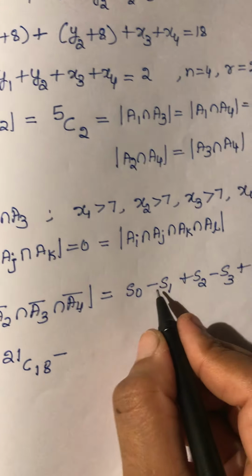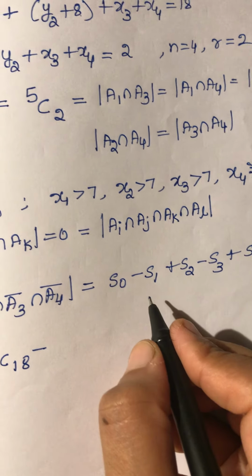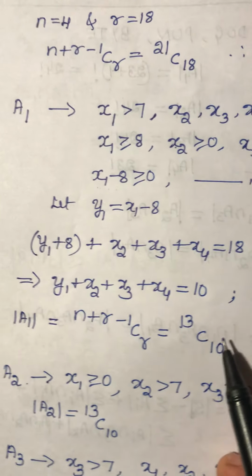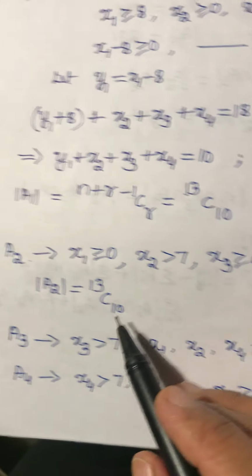Minus S1. What is S1? S1 is nothing but summation of mod Ai. That means 13C10 plus 13C10 plus 13C10 plus 13C10. So 4 times 13C10. Okay, summation, you know, right? Mod A1 plus mod A2 plus mod A3 plus mod A4.